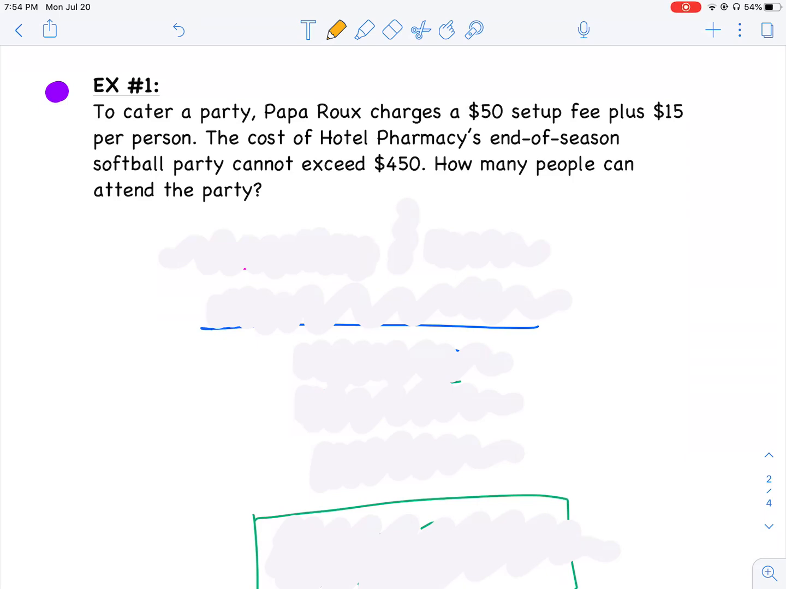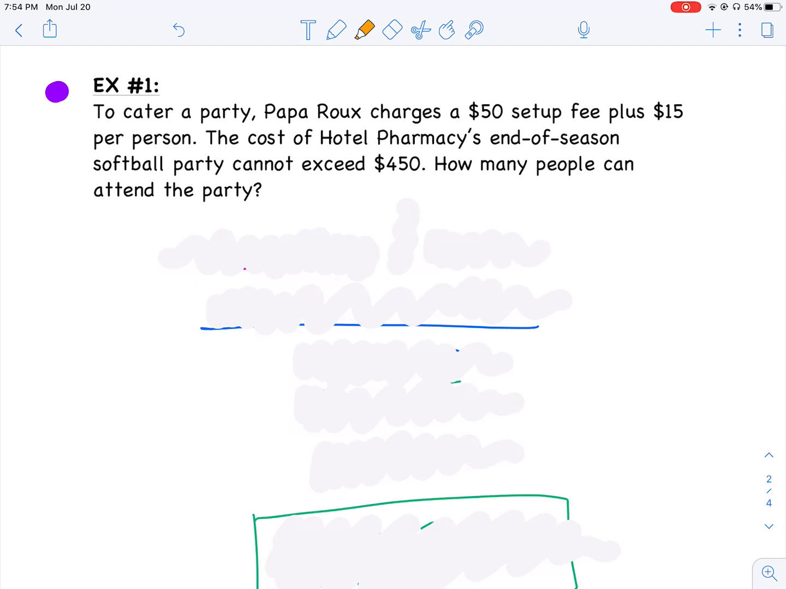All right, in this video, we're going to do example number 1 from 2.7, where we're going to take a word problem, translate it into an inequality, and then solve. It says here in example 1, to cater a party, Papa Rauch's charges a $50 setup fee, plus $15 per person. The cost of Hotel Pharmacy's end-of-season softball party cannot exceed $450. How many people can attend the party?